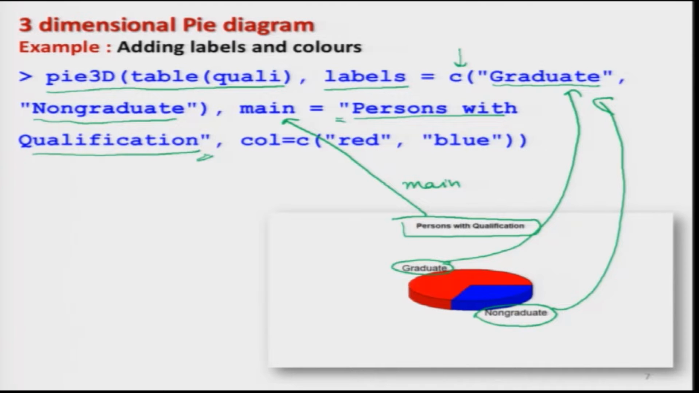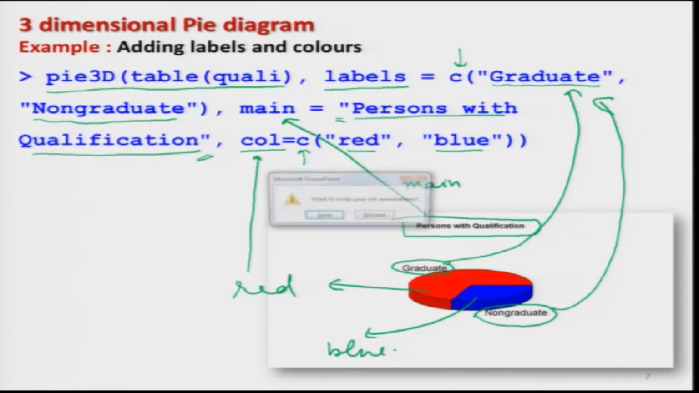And then you can see here one slice is in red color and another slice is in blue color. So once again I will use a similar command, col is equal to red and blue, that is the R command for the 2 colors inside the double quotes, separated by comma and combined with the c operator, and I will mention the colors here. Once you do it, you will get a 3-dimensional pie diagram like this.